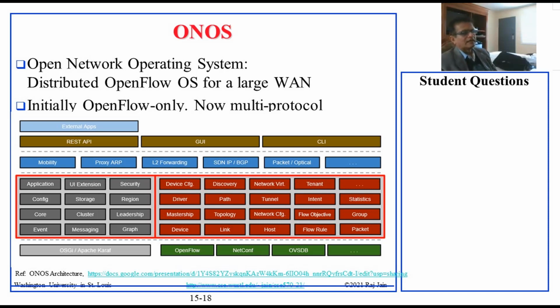On the northbound, it talks about REST API, and again REST has to be defined. GUI is the graphical interface, and CLI is the command line interface. So this is common among all these systems that we will see. All the systems that we will see anywhere now will have three APIs: CLI, GUI, and REST API. And then on top of that, you can have your applications.